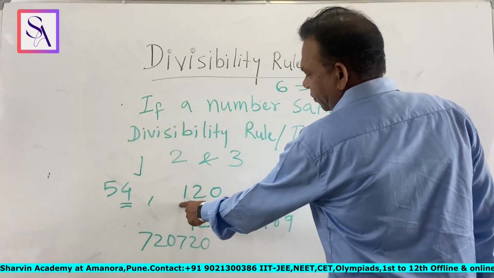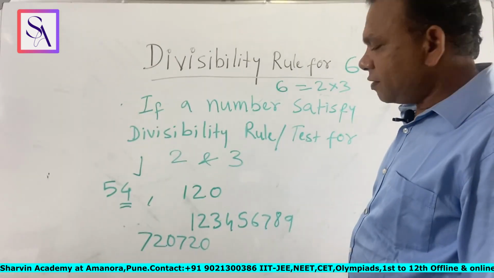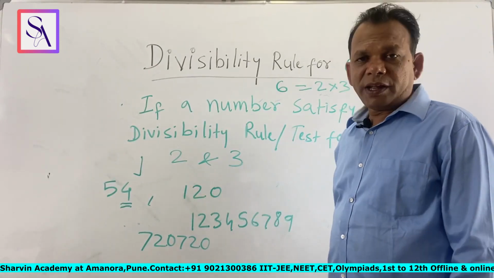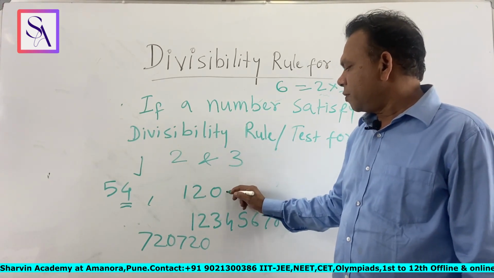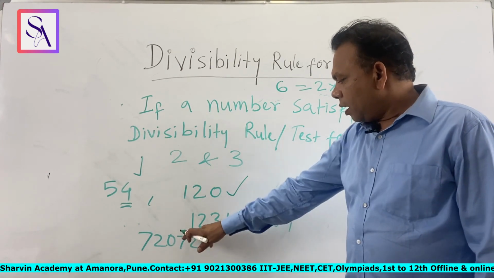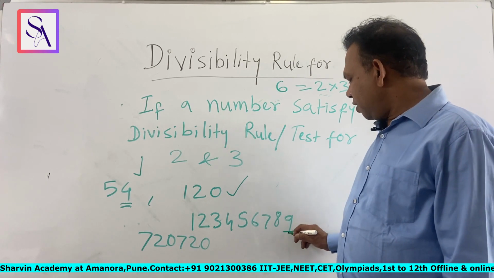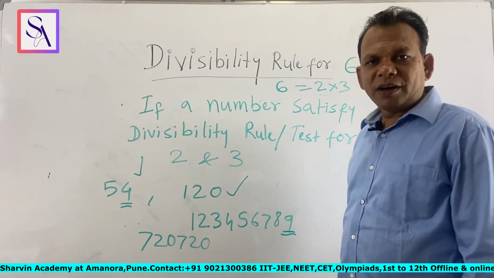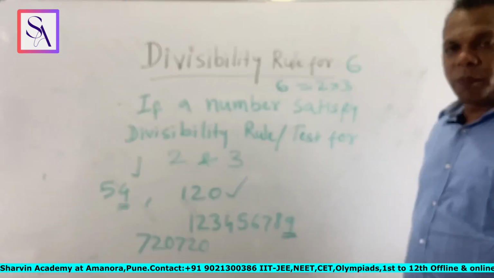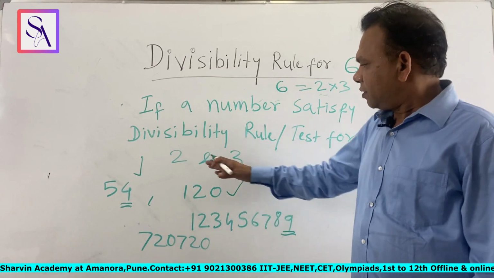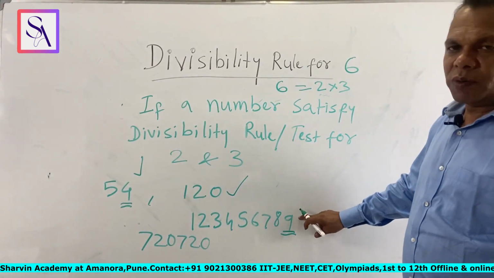Similarly 120, last digit is 0, which is even. So test for 2 is satisfied. 1 plus 2 is 3, and 3 is divisible by 3. So test for 3 also satisfied, so it is divisible by 6. Our number 1, 2, 3, 4, 5, 6, 7, 8, 9, last digit is 9, which is not even, right? So this number is not divisible by 2. So one test, which is 2, is failed. Hence this number is not divisible by 6.